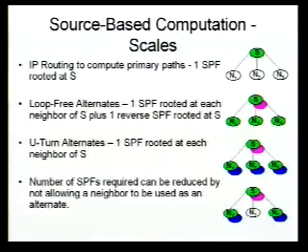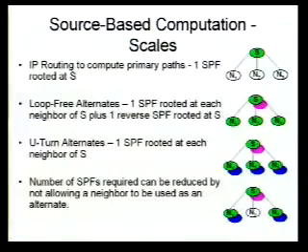So in that case, in this particular example where S has 3 neighbors, you end up having to do 5 different SPF computations in order to be able to compute your loop-free alternates. Now for U-turn alternates, there's, again, one additional SPF that needs to be done at each of the neighbors. You seed the SPF a little bit differently. The draft talks about that.